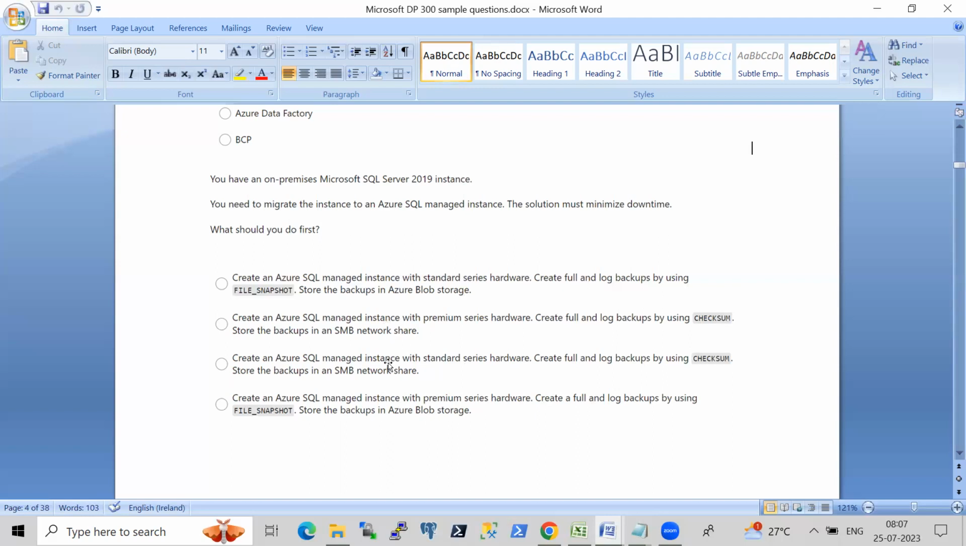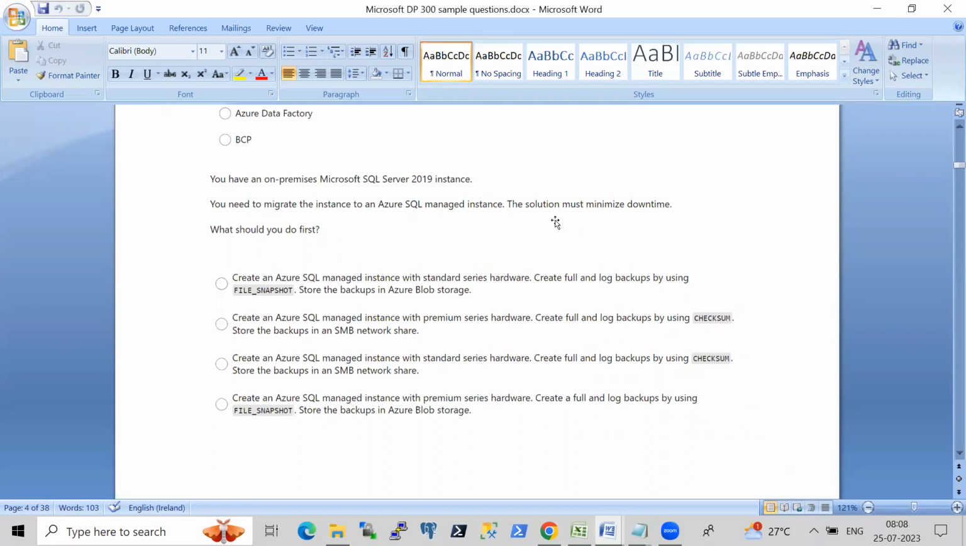So I'm left with only two options. One is create MI with premium series hardware, and the other one is create MI with standard series hardware. Only these two lines are the differences, premium and standard. The rest all remains the same. Create full and log backups with checksum, store the backups in SMB network share. Everything remains the same. The only difference is premium and standard.